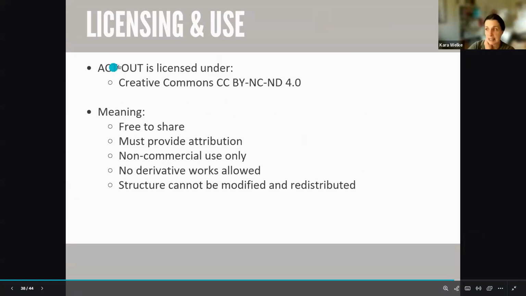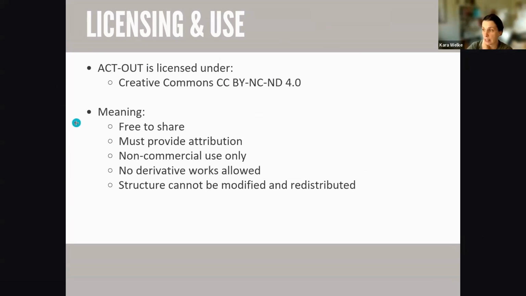And as far as licensing and use, it's licensed under the Creative Commons. So it's free to share, must provide attribution, non-commercial use, no... I can't say that word today. Derivatives, I can't say it. Well, let's skip it. I'm blaming my braces. Structure cannot be modified or redistributed.